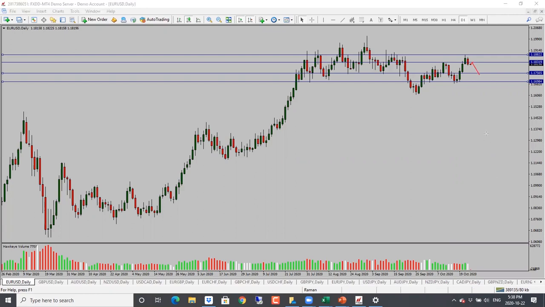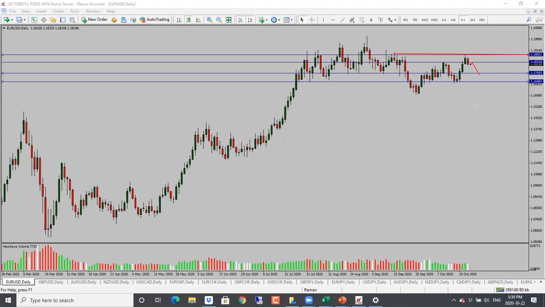Euro dollar here. Euro, we talked about this yesterday. Price was into some strong support resistance level. And as we can see here, today we have a bearish engulfing candle close. So bearish bias here. Again, keep an eye on the stock market as well. If the stock market starts to go up, things can turn around with the US dollar.